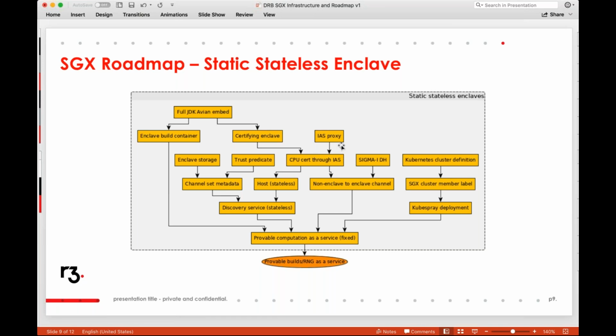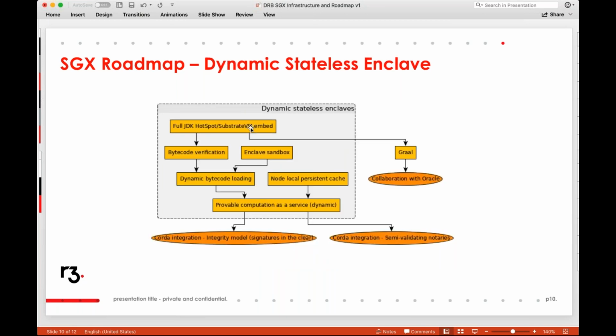So in terms of POC, we have the IS proxy. We have a Diffie-Hellman. It's not Sigma I, but it is a Diffie-Hellman. We do have an AVN, an embedded AVN. That's kind of what we have from this. AVN is a JVM. Yes, it's a JVM.